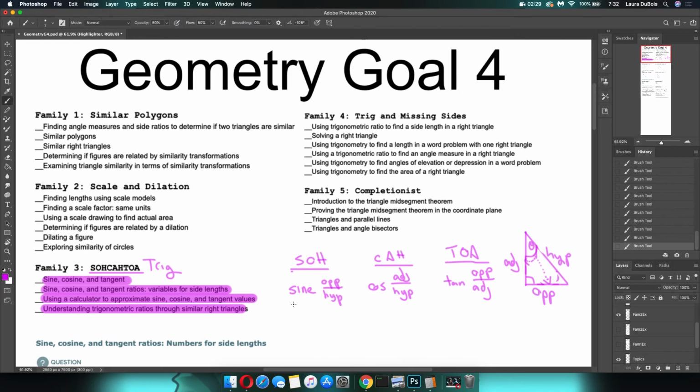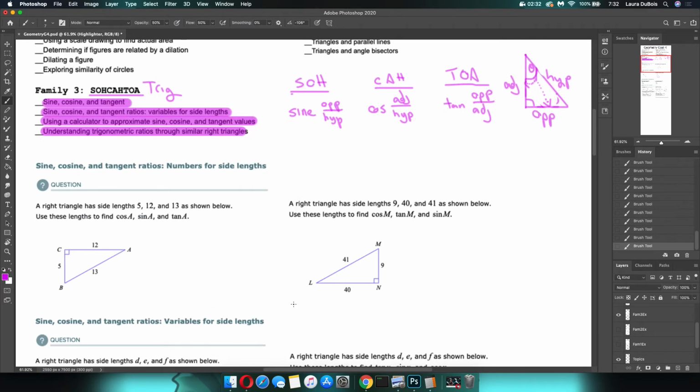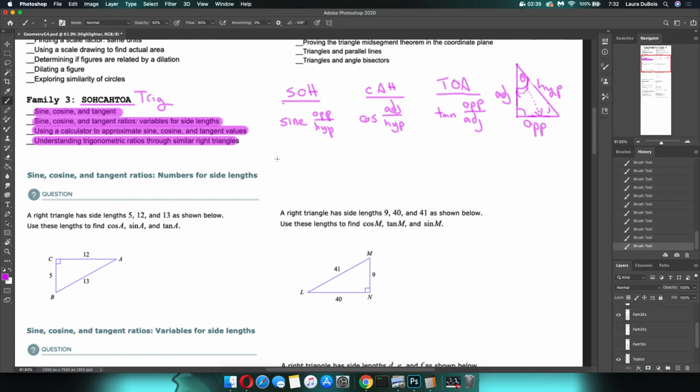Okay, welcome back. Now, sine, cosine, tangent ratios. Here's where they start getting you used to all of this. So you want to find cosine A, sine A, and tangent A. First things first, where is A? There it is. Okay, so the first thing they want is cosine. Cosine is adjacent over hypotenuse. Adjacent is 12. 12 over 13. Sine A, sine is opposite over hypotenuse.